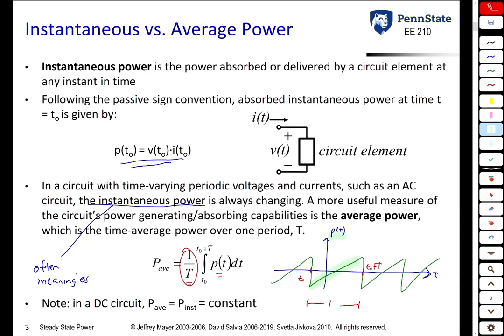For DC circuits, average power and instantaneous power are the same thing. It's a constant. But for AC circuits, we're going to see that instantaneous power is absolutely meaningless and average power is the power that we are concerned about.